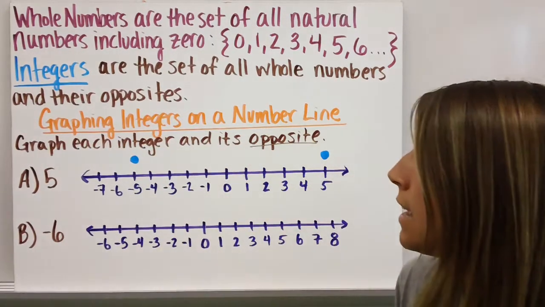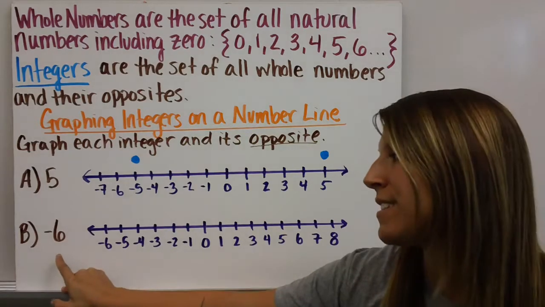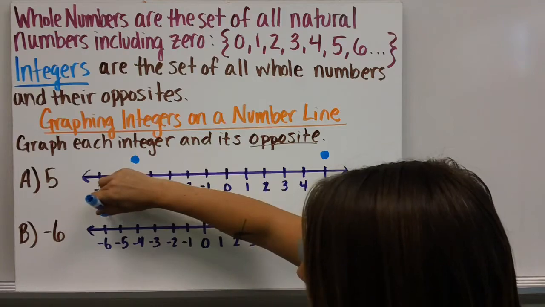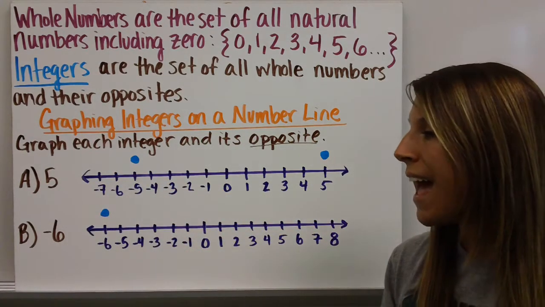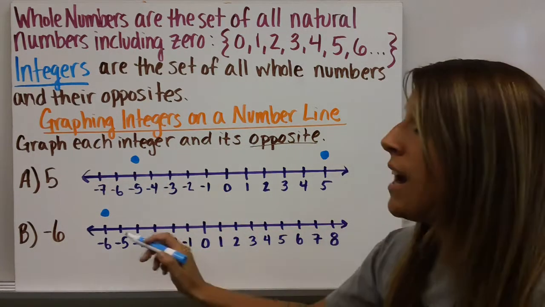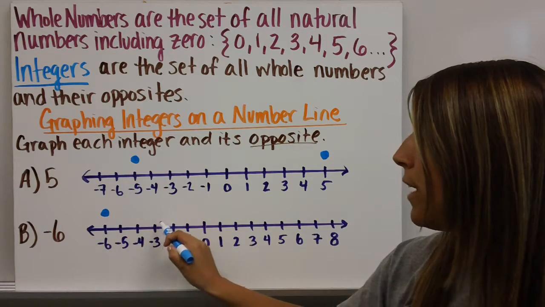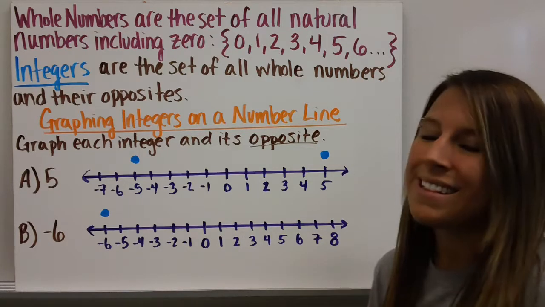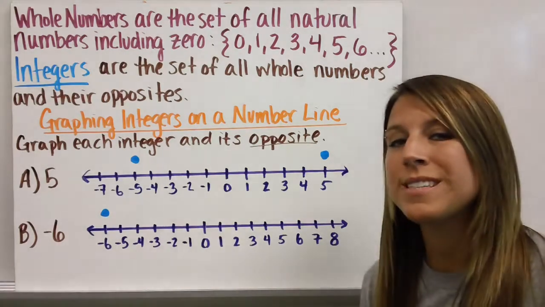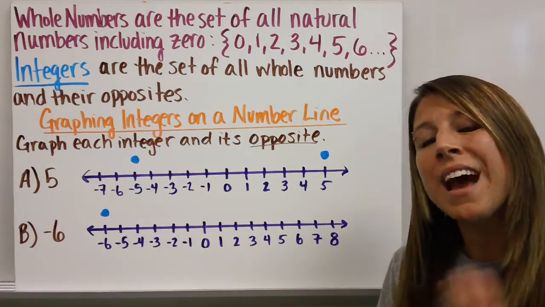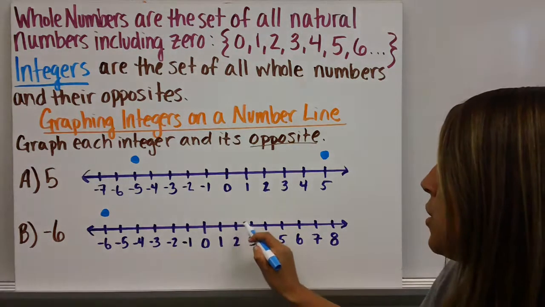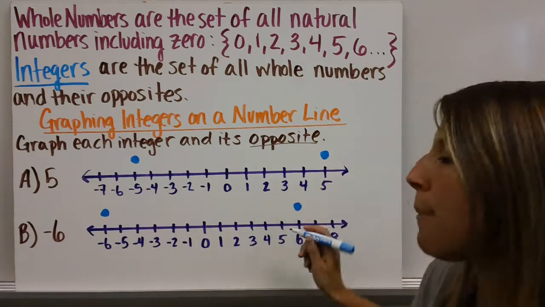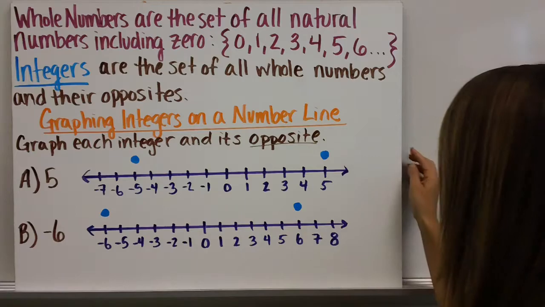then I can say that -5 is the opposite of 5. For example B, -6, I can locate -6 on the number line and graph it like so. And then -6, if I'm not sure, I can say is 1, 2, 3, 4, 5, 6 spaces from 0. So that must mean that the opposite of -6 is also 6 spaces away from 0, but on the other side of 0. So 1, 2, 3, 4, 5, 6. 6 is the opposite of -6.